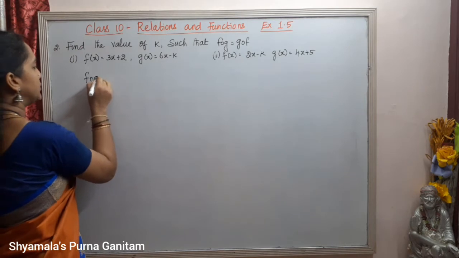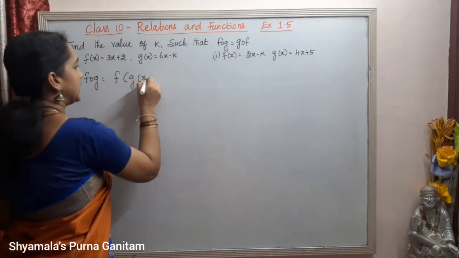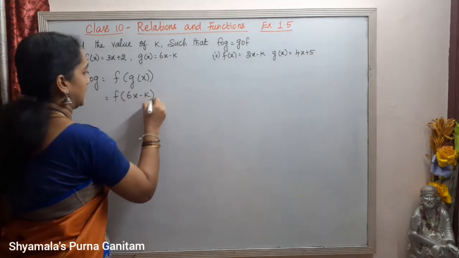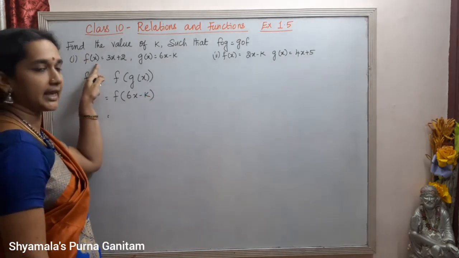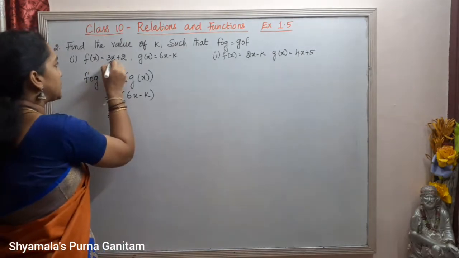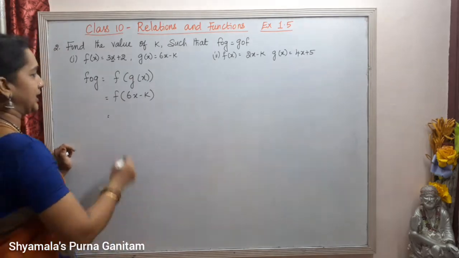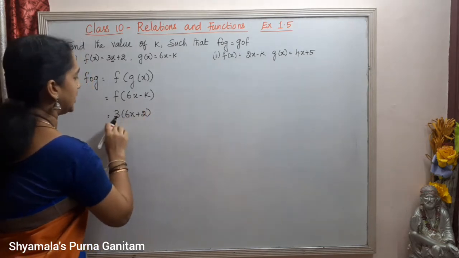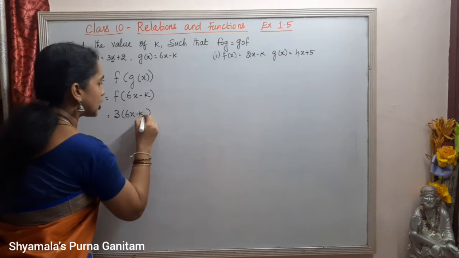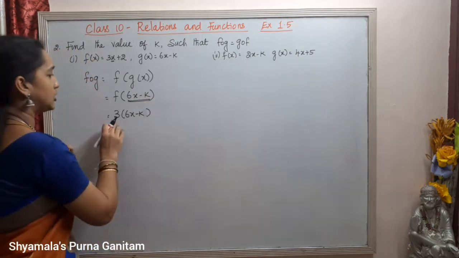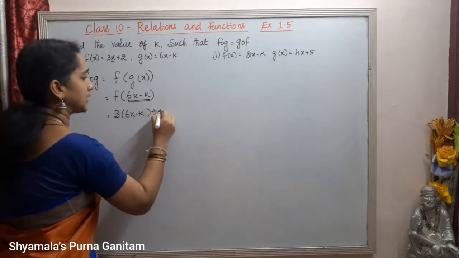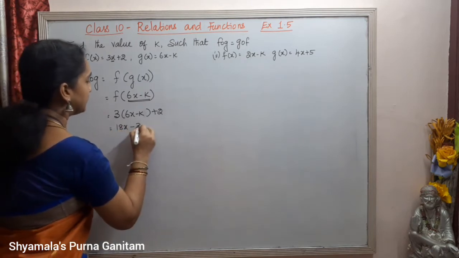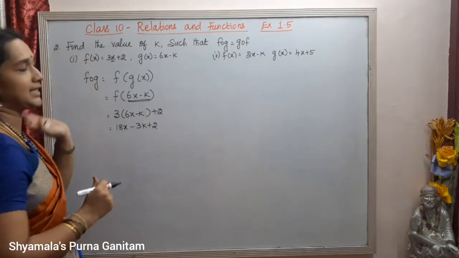So first we will find f of g. We will write it as f of g of x. So g of x is given as 6x minus k. If f of x is there, then it will be 3x plus 2. So instead of this x, we have to substitute 6x minus k. So 3 into 6x minus k plus 2. Now this has to be simplified. 3 sixes are 18, 18x minus 3k plus 2. So this is the f of g value.